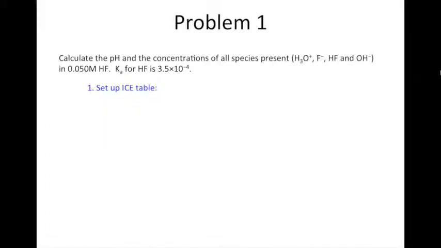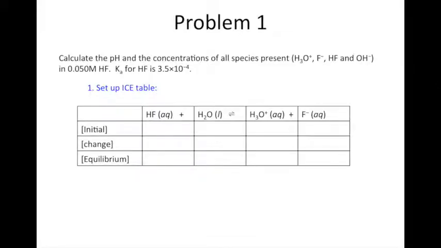So the first thing I want to do is set up an ice table to help me keep track of my concentrations. So you can see I have the initial concentration, change in concentrations, and equilibrium concentrations on the left, and my acid-base equilibria up top. Next, let's insert our initial concentrations. We're given the initial concentration of hydrofluoric acid. Water is a pure liquid. We don't have to worry about that. The hydronium ion concentration is approximately 0. There is a little bit in pure water, but it's very, very small. And initially, there is no fluoride present.